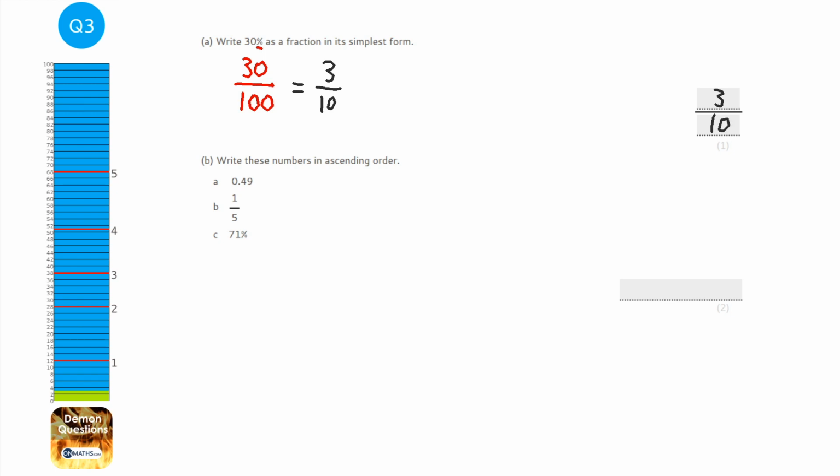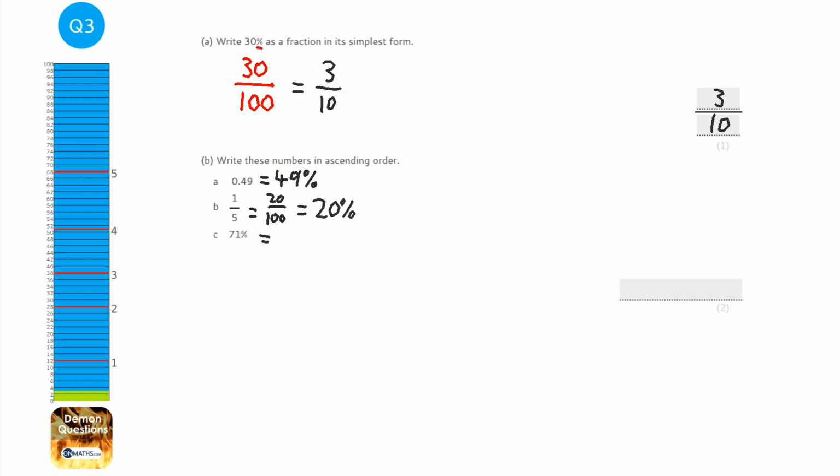Now for this next question, we need to convert these all into the same thing. By far the easiest thing to convert them all into is percentages. So we don't need to do anything with C. For A, all you need to do is times it by 100. Any decimal, you just times by 100, it makes it a percentage. So that's 49%. Now with this one, we make it so that the bottom is 100. So what I'm going to do is times top and bottom by 20. And then as I said in the question A, percent just means per 100, so that's just 20%.